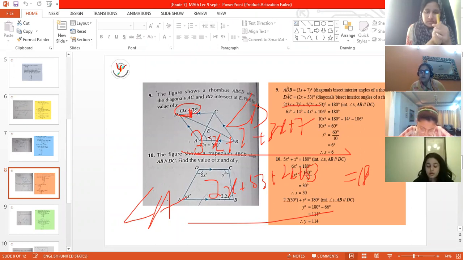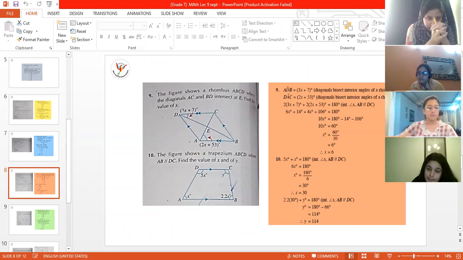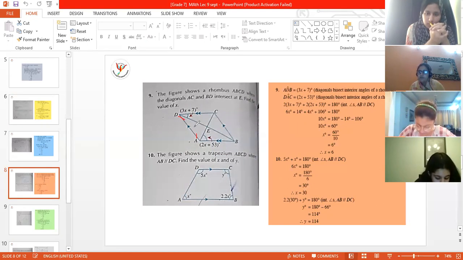But how are you going to solve it with the help of a triangle? In triangle AEB, angle A is 2x+50. In triangle DCE, angle D is 3x+7. There is no part of angle D and angle A in this triangle. If you take 3x+7 plus 2x+53 equal to 180 degrees, you are not going to solve for the value of x this way, because this is impossible.